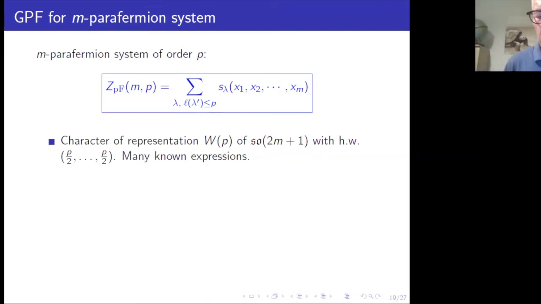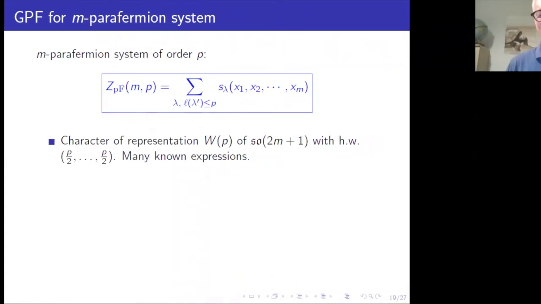If you remember what I said, as soon as the length of lambda is larger than m, the Schur function is automatically 0. So combining both things that I've said here means that this is now a finite sum. It's a finite sum of all partitions of length at most m and of width at most p, so inside an m by p rectangle. Of course it's a finite sum.